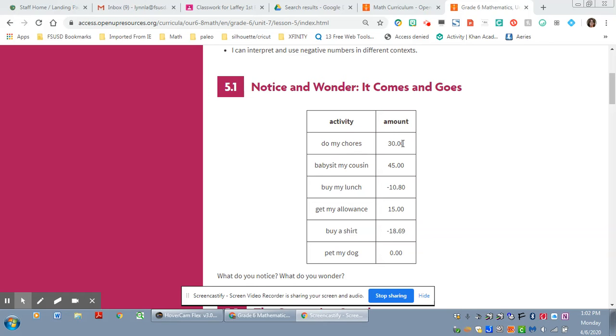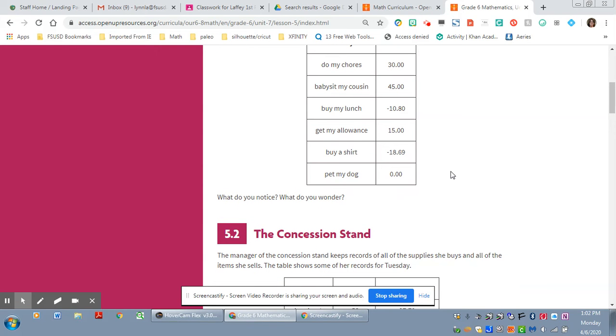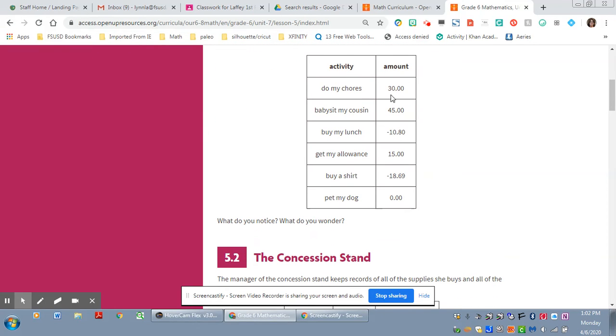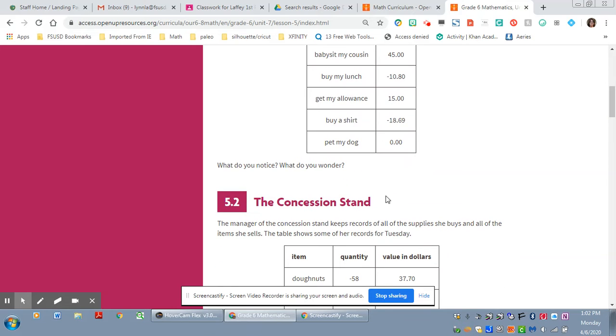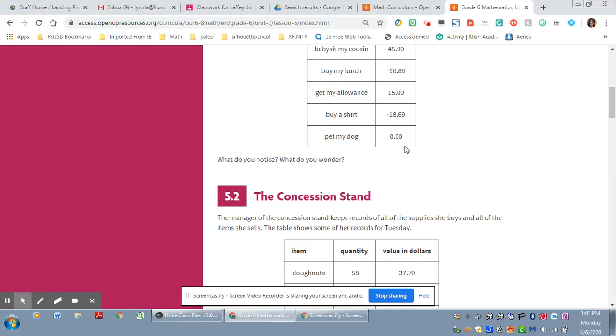You do chores, the amount 30, babysit my cousin 45, buy my lunch, that's a negative number, get my allowance is 15, and buy a shirt is 18.69. So what I'm noticing is that if I do something to earn money, it's a positive. If I buy something, it's negative. And if I do something that neither spends money or earns money, then it's $0. So one thing you might wonder is how much did I make and what do I have? Do I have more that I made than what I spent?